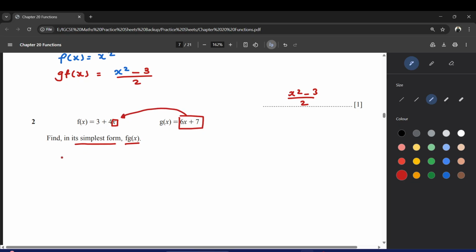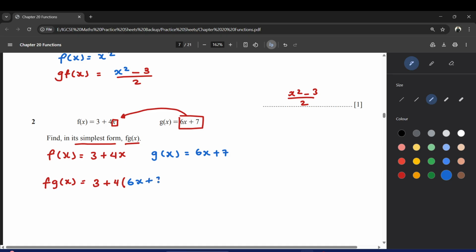First of all, let me write this down. The function f of x is equal to 3 plus 4x, and the function g of x is equal to 6x plus 7. Now f g of x will be 3 plus 4, and then I'm going to draw a bracket. Inside the bracket I'm going to substitute this entire function, 6x plus 7. That's the main portion of it. Once you understand how you have to substitute one function inside another function, the rest of it is just simple algebra that we have already covered, right?